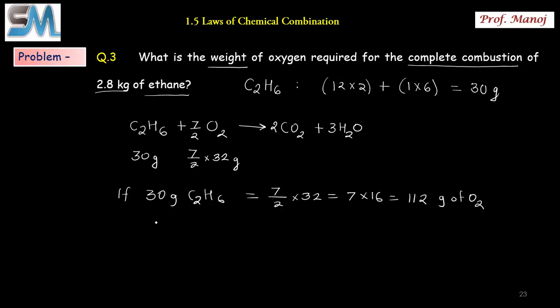So how much they are giving us? 2.8 gram ethane if given. How much amount of oxygen is required? So 28 into 112 upon 30. So 112 into 28 divided by 30, which comes out to be around 104.53 gram oxygen is needed.